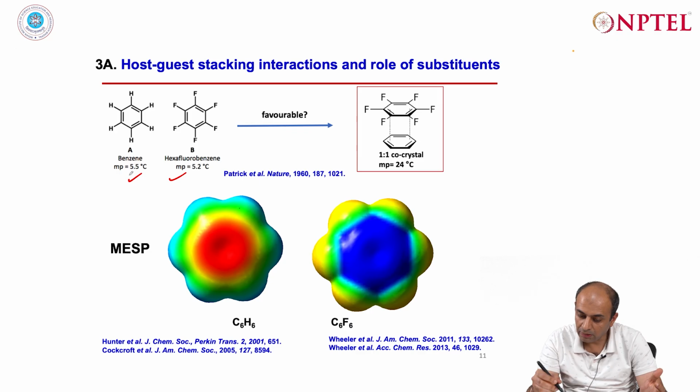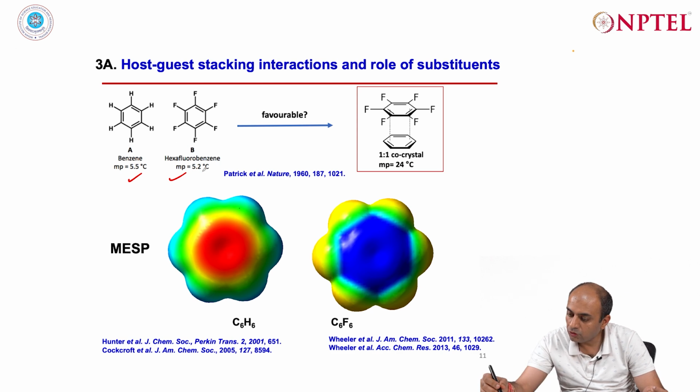The motivation came from work where people crystallized benzene and hexafluorobenzene. Both are low temperature solids; the melting point of benzene is 5.5 and hexafluorobenzene is 5.2. So they are both liquids at room temperature, but when you make a co-crystal, a 1:1 donor acceptor complex, the resulting co-crystal melts at a much higher point. It is a solid below 24 degrees centigrade.